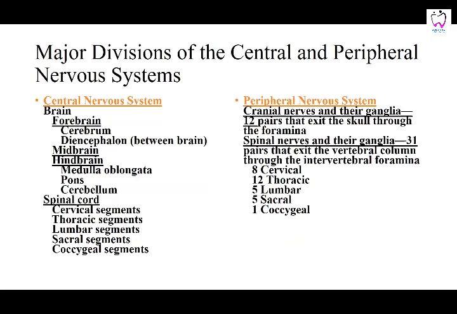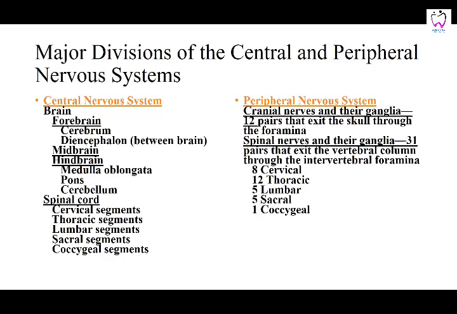The major divisions of the central and peripheral nervous system. In the central nervous system, the parts are the brain, forebrain, that is the cerebrum, and the diencephalon, where you have thalamus, hypothalamus, metathalamus, and epithalamus. Diencephalon is in between the two cerebral hemispheres. Then you have the midbrain, then the hindbrain. Hindbrain includes medulla, pons, and the cerebellum. And below that, in the central nervous system, you have the spinal cord. It has cervical, thoracic, lumbar, sacral, and coccygeal segments. That is all that is included in the central nervous system.